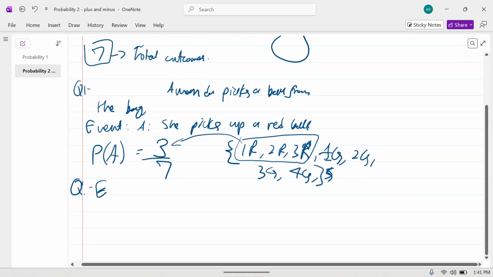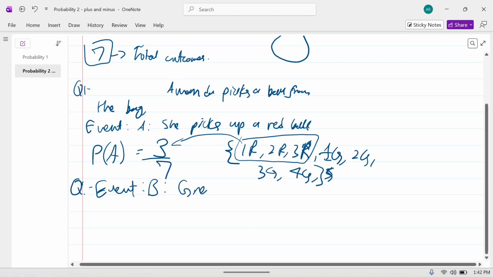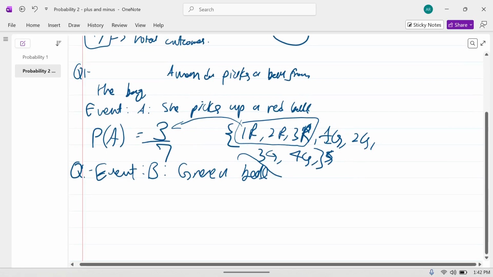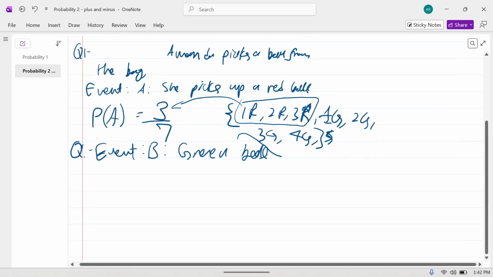I get it. Okay. So event B, let's call it, is she picks up a green ball. She picks up a green ball, right? What would be the probability of this?